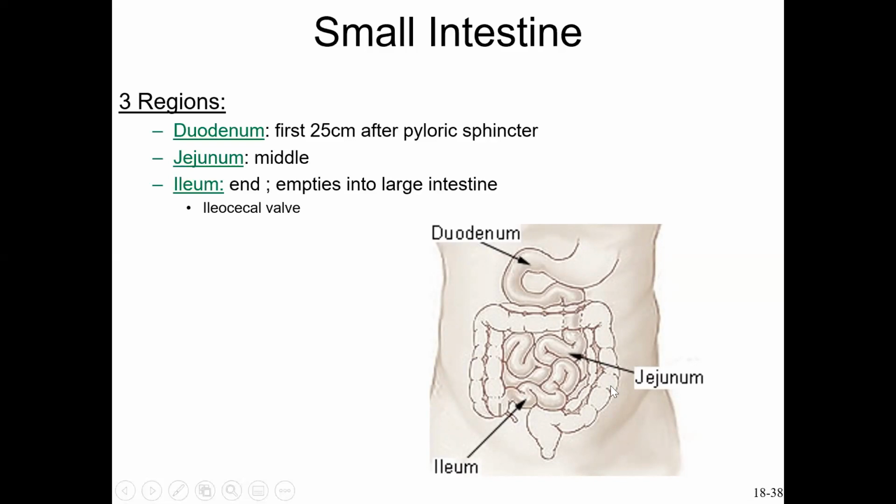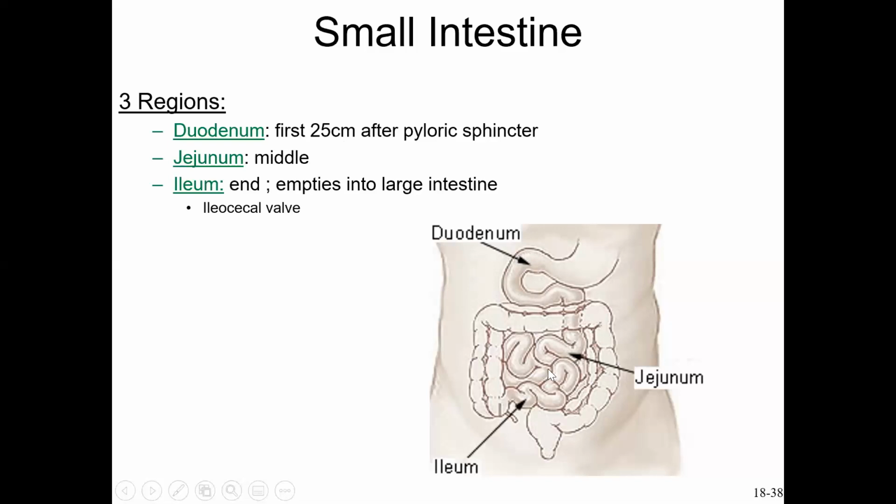The middle region is the jejunum. And then the last region is the ileum. Now, in a model or a picture, there's no real distinctive boundary between these 3 regions. So the duodenum just sort of becomes the jejunum. It's about the first 25 centimeters, but there's no specific distinctive structure.